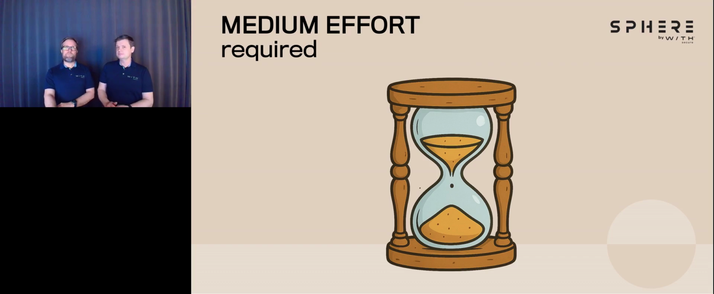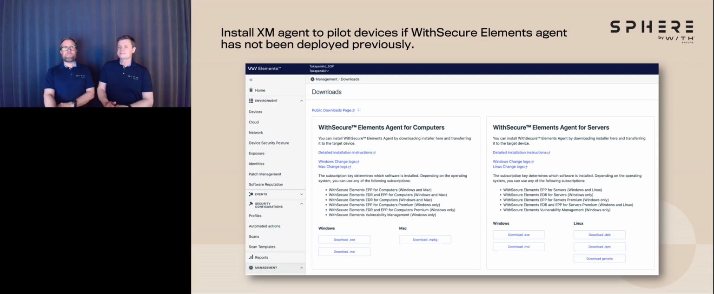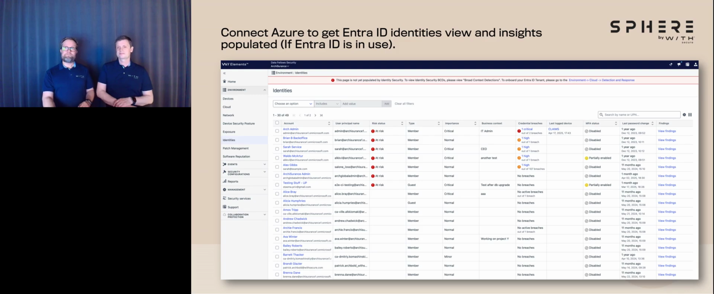If you want to spend some more time, that's of course possible with the trial as well. If you don't have our agents, our EPP or EDR or both of them installed, you can use the Elements agent with the standalone XM agent functionality, so it will only have that exposure management component. You just download it from here with the key code, and then you can deploy it to your workstations and servers.